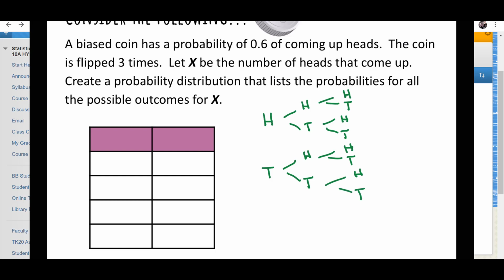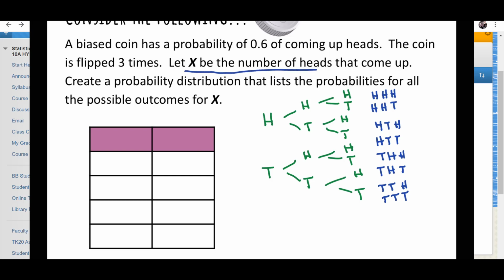All right, so we have a total of 1, 2, 3, 4, 5, 6, 7, 8 outcomes. We have heads, heads, heads, and we have heads, heads, tails. Then we have heads, tails, heads, heads, tails, tails, tails, heads, heads, tails, heads, tails, tails, tails, heads, and tails, tails, tails. So those are all the possible outcomes, but our X is the number of heads that come up.